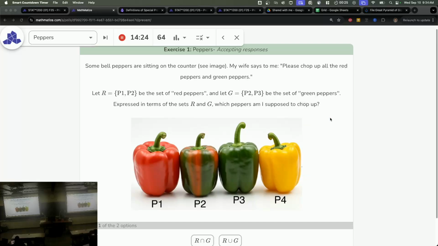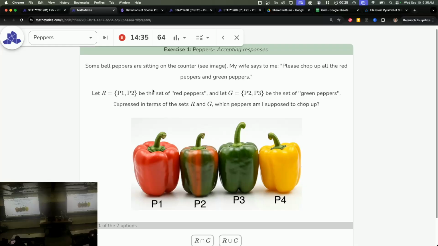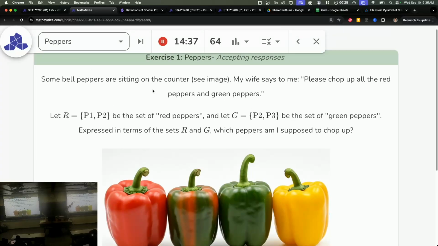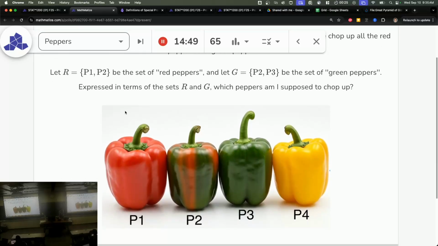Stop the timer. So this is a question about peppers, but actually it's a question about intersection and union. And we have these two sets of peppers. This curly bracket over here, I don't know if we talked about curly brackets last time. In math, we sometimes use curly brackets to mean, look, I'm thinking of a collection of things, a set. So R equals curly bracket something means R is a set. And in this case, it is the set consisting of P1 and P2. So R is the collection of the first two peppers, P1 and P2. Those are the red peppers, the peppers with red on them.